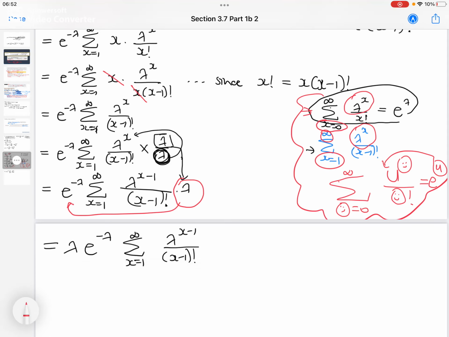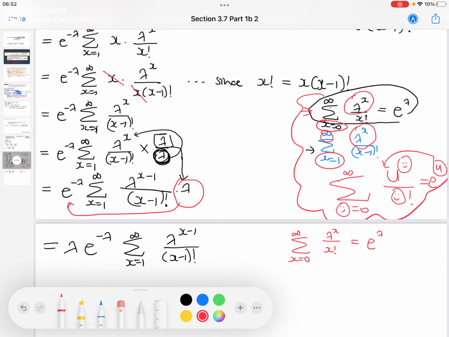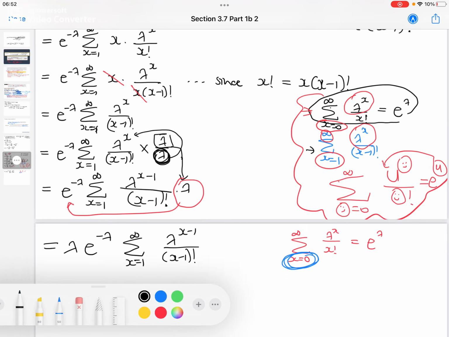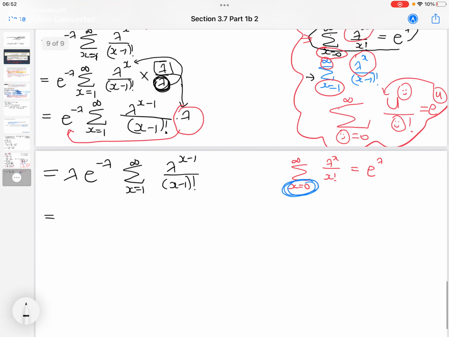All right, so now can we use the result here, the sum of x equal to 0 to infinity of lambda^x divided by x factorial equal to e to the power lambda? Can we use it? Not yet. Why not? What is the difference? There it should be x equal to 0, not 1. All right? Then how can we rewrite it so that we can make use of the result?